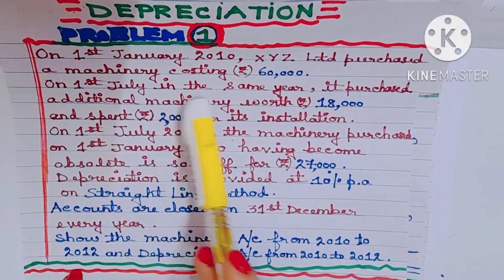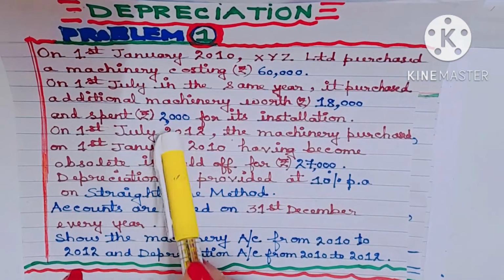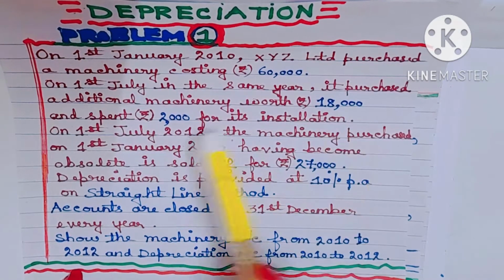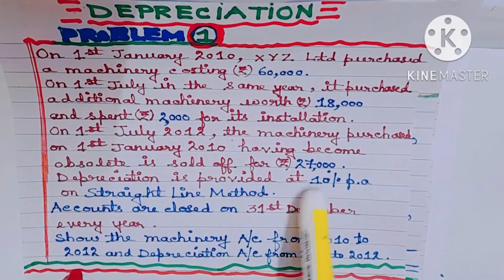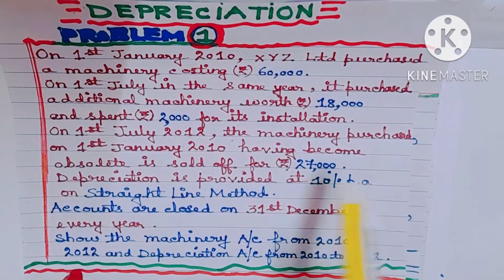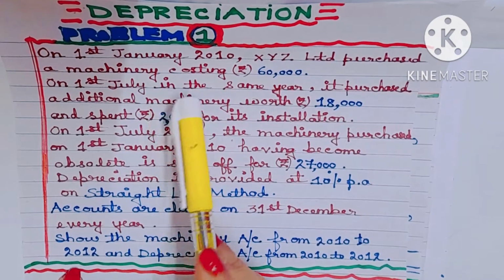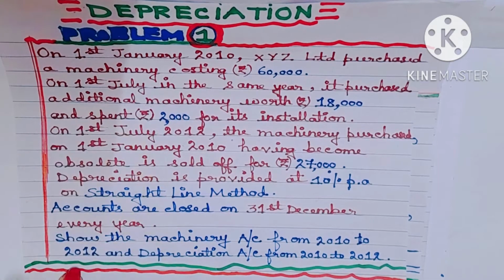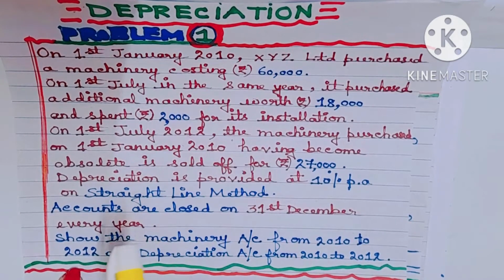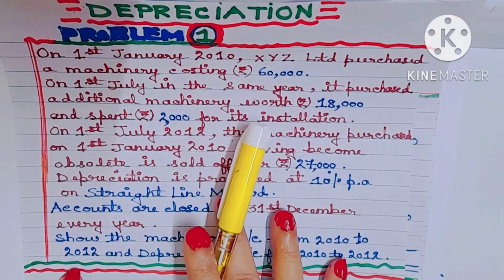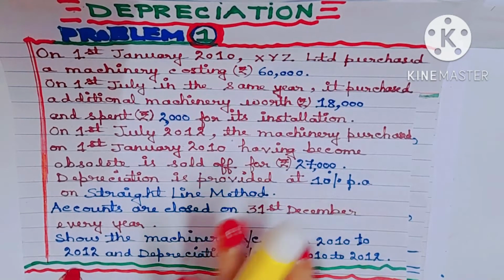On 1st July in the same year, that is 2010, it purchased additional machinery worth 18,000 and spent 2,000 for its installation. So the total cost of the machinery is 20,000. So for the second machinery, we got to charge 10% per annum as well on 20,000 for how many months? For 6 months. Why? The machinery was purchased on 1st July. তার আগে 30th June, 1st January to 30th June machinery business-এ ছিল না। machinery business-এ যখন থাকবে তখন থেকেই তোমাকে depreciate করতে হবে। যখন machinery ছিল না তোমাকে depreciation করতে হবে না। Understood?